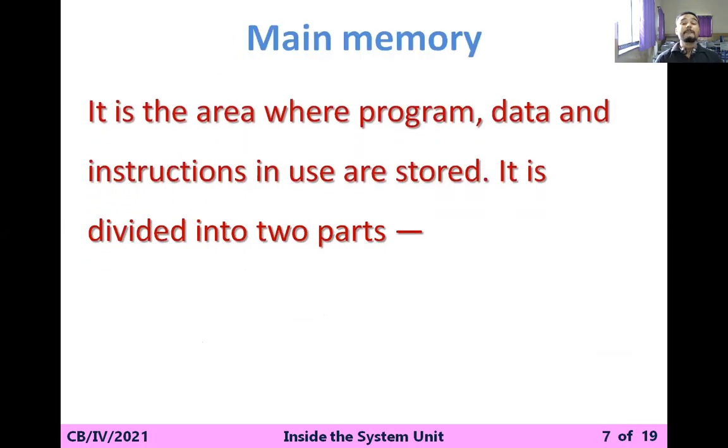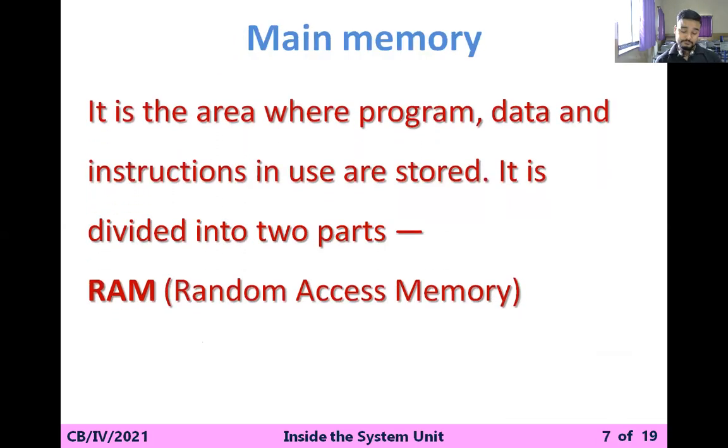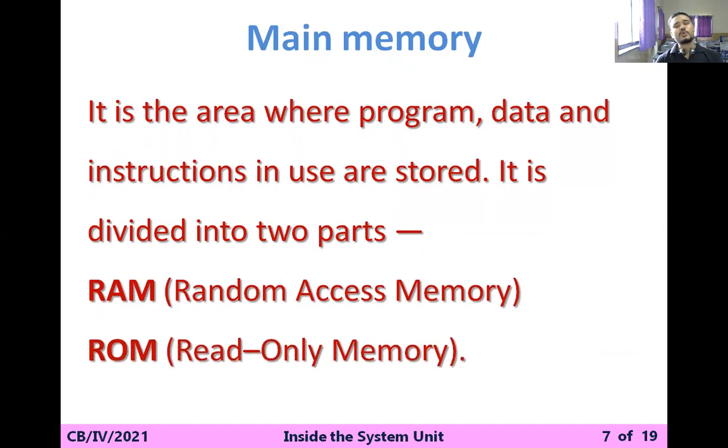Now, main memory. To store anything, we need a storage device. To store data, a computer has two types of memory. One is main memory, that is internal memory. The second one is external or secondary memory. Why is it called main memory? Because it is directly connected to the processor.